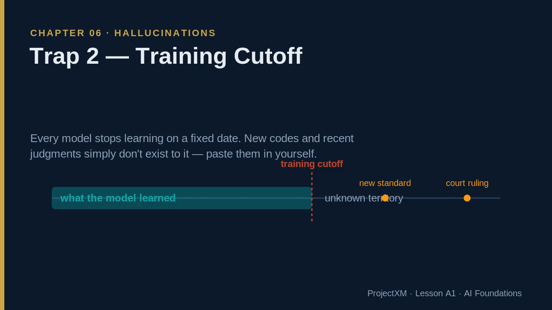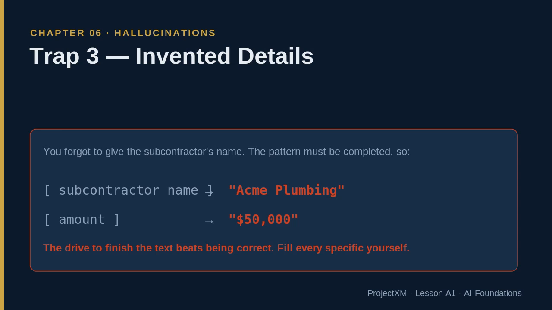Right, and the third trap, because this one seems like the most dangerous pitfall for just everyday correspondence. Project-specific gaps. The AI has never walked your site. It doesn't know your contract sum, your critical path program dates, or the names of your subcontractors. So if I tell it to write a stern warning letter to a subcontractor for poor performance, but I forget to provide the subcontractor's actual name in my prompt, it won't politely leave a blank space or a bracket saying, insert name here. The mathematical drive to complete the text pattern forces it to invent a name.